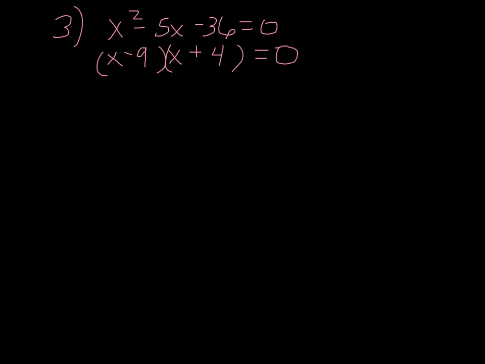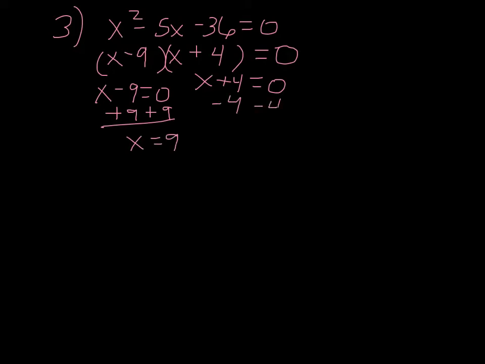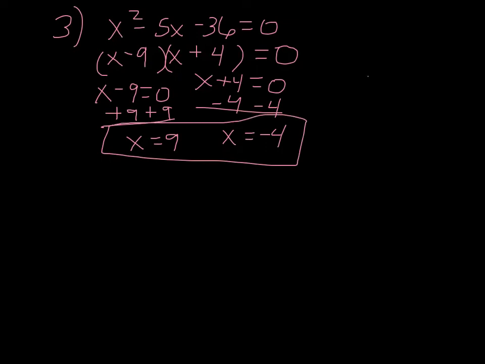So now I set each factor equal to 0 using the zero product property, and I will solve them. So I'll add 9 to both sides for the first one to determine that x could equal 9. I'll subtract 4 from both sides for the second one to determine that x could equal negative 4. And those are the 2 roots of my quadratic function. So the correct response for that multiple choice example would be letter C.